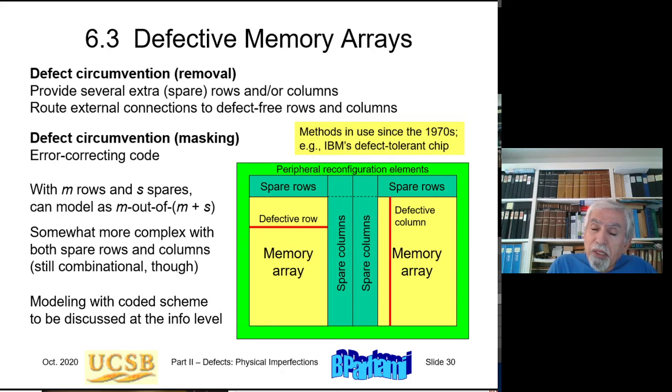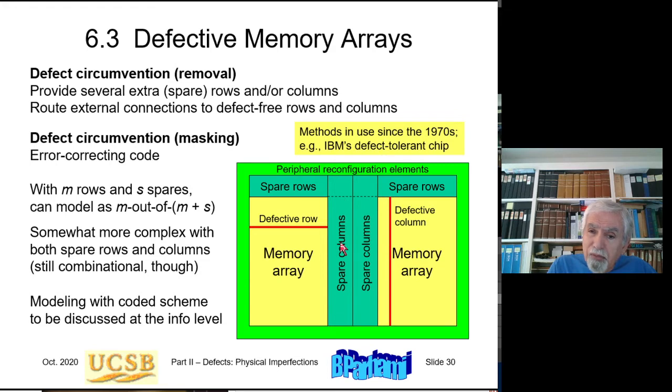Now, if this can be accomplished, and if you have M rows and S spares, and assuming that all the peripheral logic and decoders are perfectly reliable, that's a questionable assumption, but let's assume that for simplicity, then if any M of the total M plus S rows are good, then the system is good. So you can model this as an M out of M plus S system. And of course, if you have a failure rate for the peripheral logic, then you simply multiply that by whatever reliability you get from this M out of M plus S system. And the hope is that the reliability will be high enough so that it does not deteriorate by too much.